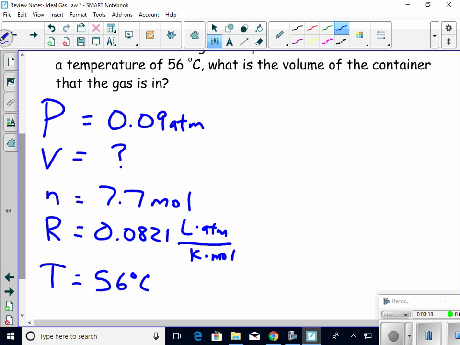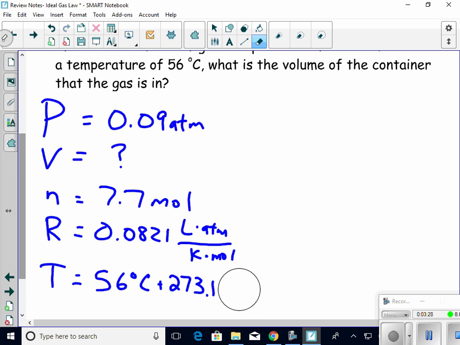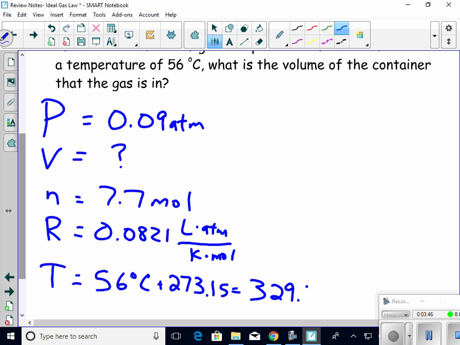Add what? 273.15 is what we'll use. It's not degrees. So that'll give me Kelvin. So as I do so with my math, 56 plus 273.15 gives me 329.15 Kelvin. Okay, now I've got 4 out of my 5.